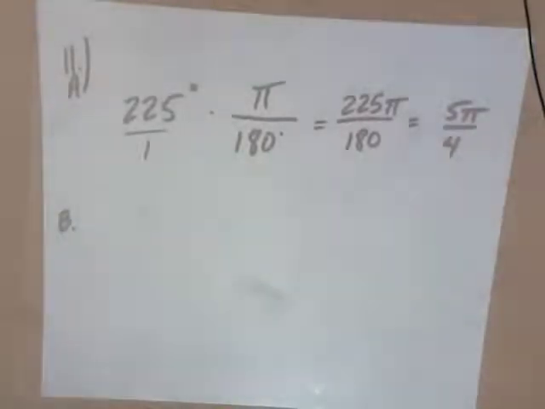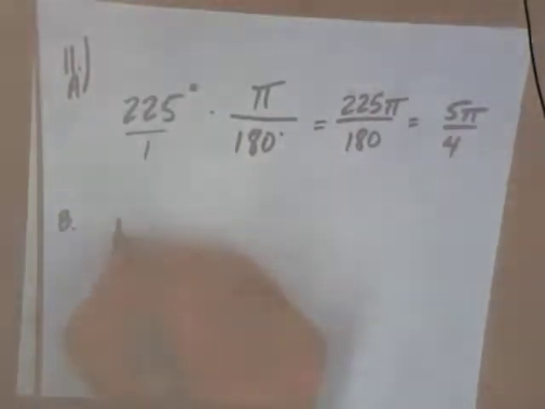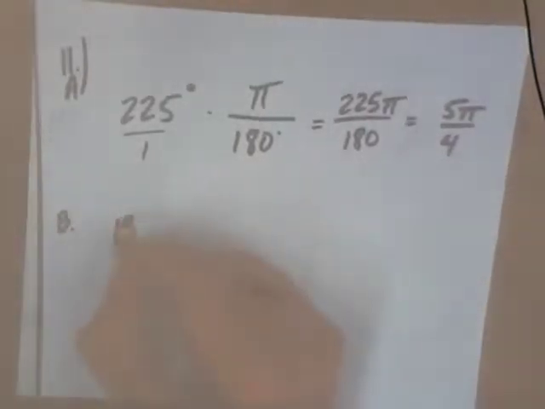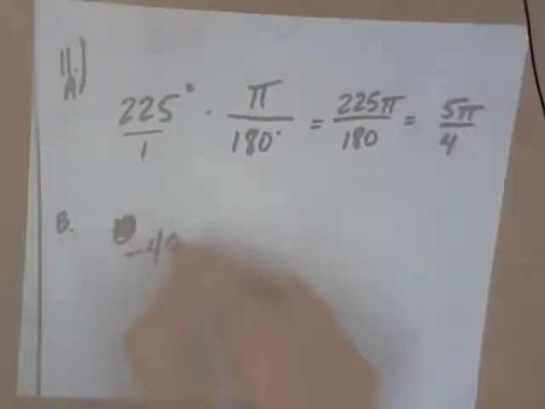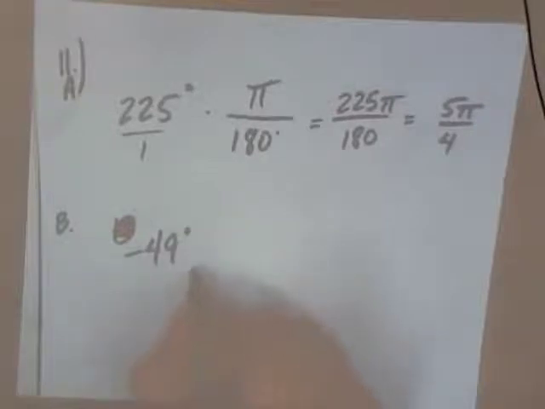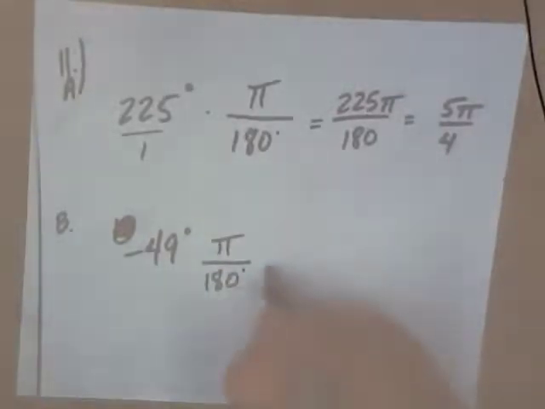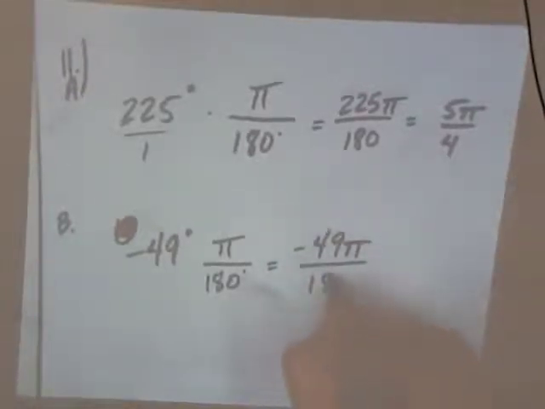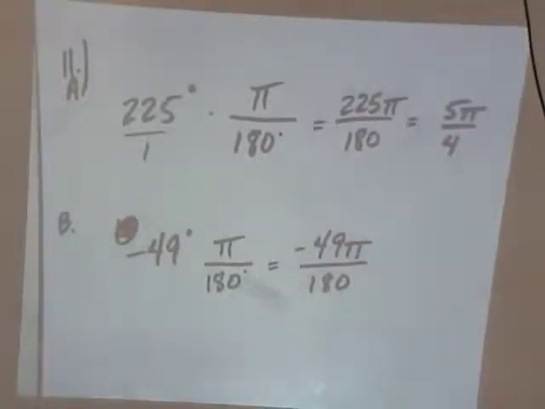B, negative 49 degrees. We want to get rid of the degrees and convert it to radians, so pi over 180. So that's negative 49 pi over 180. I don't think you can simplify that.